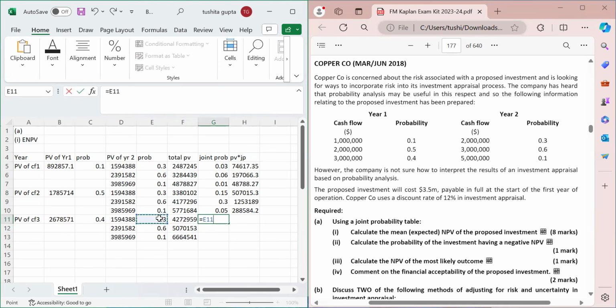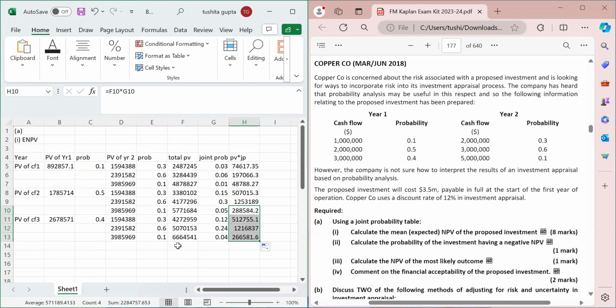Now your joint probability becomes 0.3 multiplied by 0.4. For the next one, 0.6 multiplied by 0.4. And for the next one, it's 0.1 multiplied by 0.4. So these are your joint probabilities all worked out. Now you can copy paste the formulas to have your values over here also.